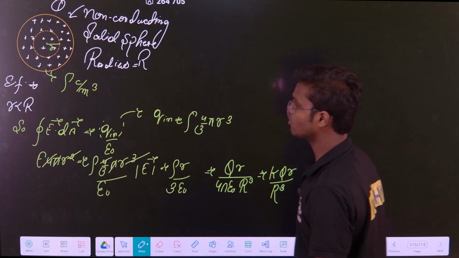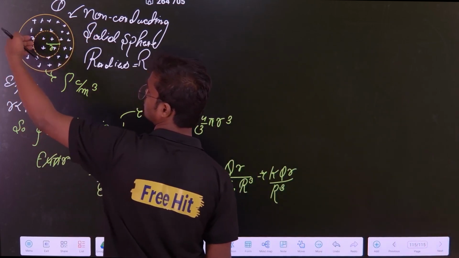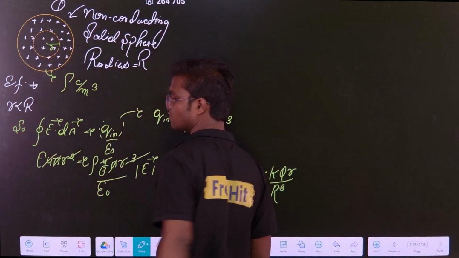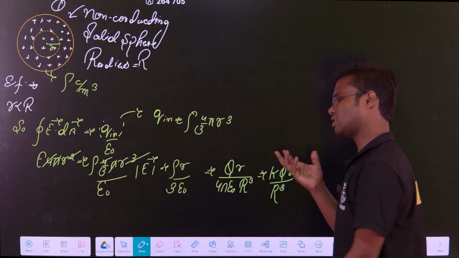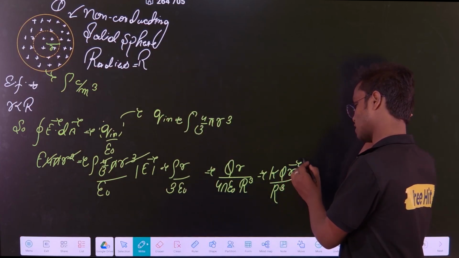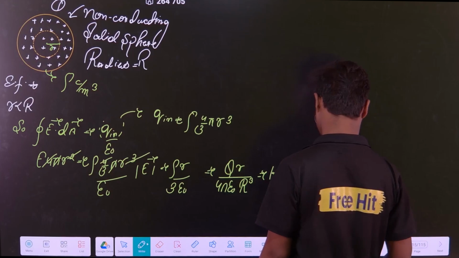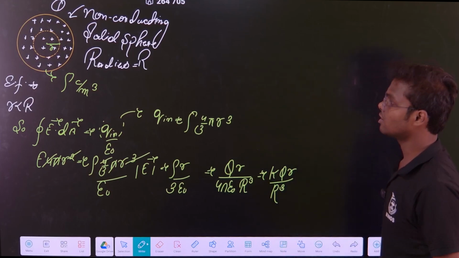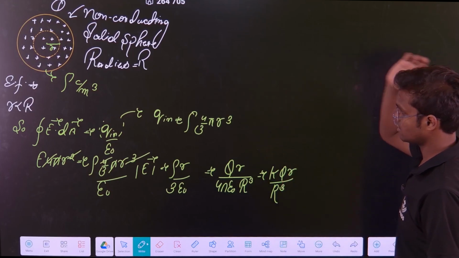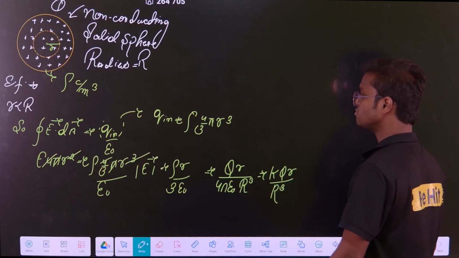And what will be the direction? The direction will be along the axis, along the r vector. Finding the direction is not difficult. It is simple. But yes, we got the electric field. That is for the inside point.